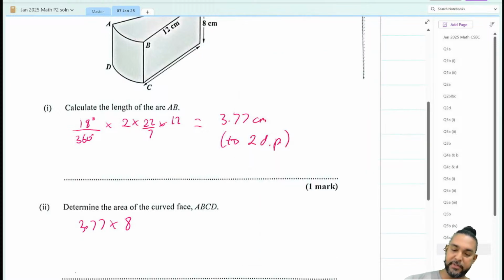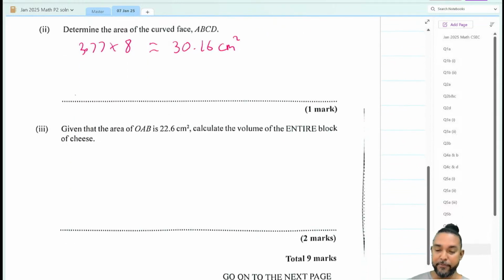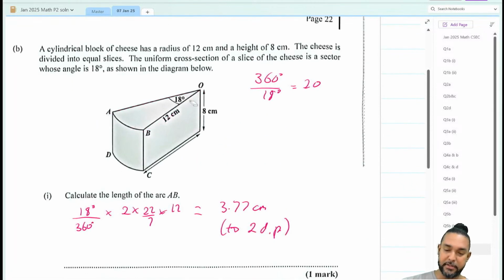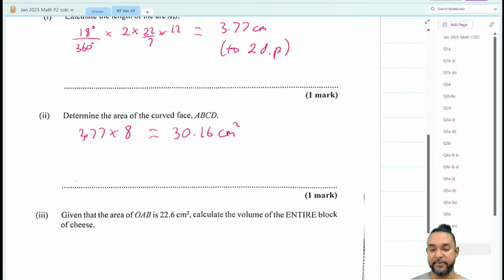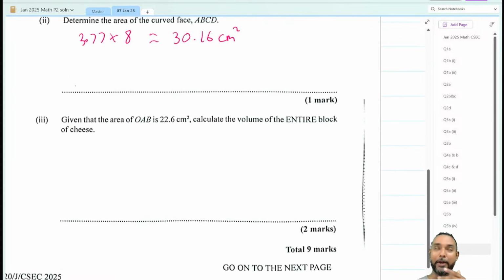So 30.16 approximately, 30.16 square centimeters. And it's 1 mark, so it couldn't be that hard, right? So given that the area of OAB, OAB is the sector, so the area of the sector, the volume of the entire block of cheese. So that one had me like, what?